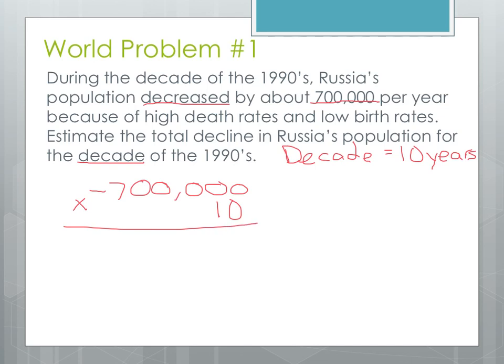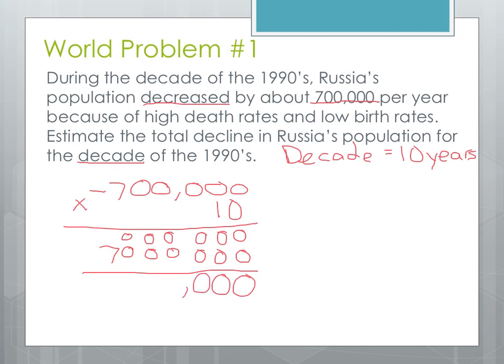Okay, we get a whole bunch of zeros when we multiply by 0. Put in our 0 placeholder, and then we start multiplying by 1. We get 0, 0, 0, 0, 0, 7. Okay, and then we add these together. So over the course of that decade, remember this was negative, positive times negative. Their population decreased by about 7 million people.